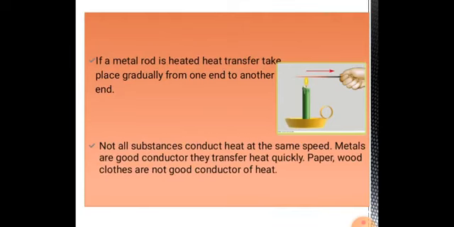Not all substances conduct heat at the same speed. Metals are good conductors, they transfer heat quickly. Paper, wood, cloth are not good conductors of heat.